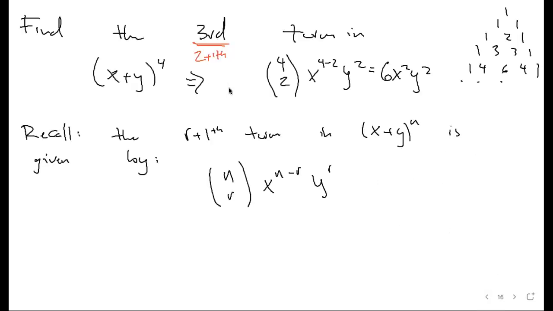let's see. So why is it that the r plus 1 term, you have to use r instead of just r plus 1? For example, why did I have, if I wanted the third term, why did I have to use 2? Right? That's a question you could ask. And the answer is, let me just do an example.